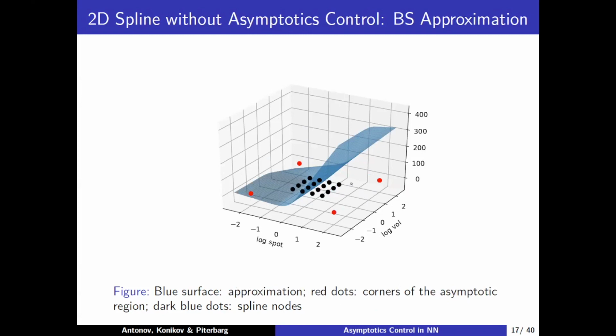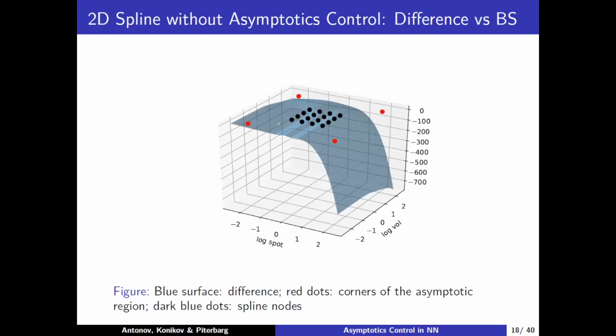And here, for example, with a spline without asymptotic control, again, all is good inside the region where it fits the points, but outside we can see that errors can be really massive. A spline without asymptotic control extrapolates in whatever way, in a linear way. So it is useful, of course, to use this extrapolation.